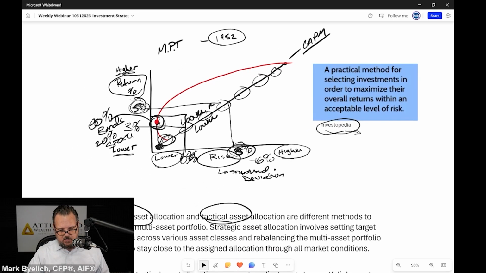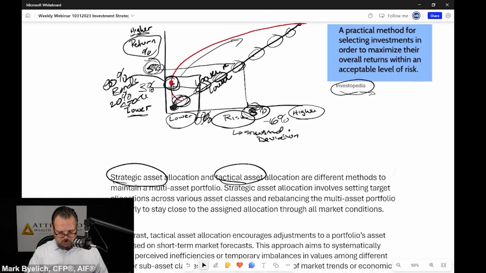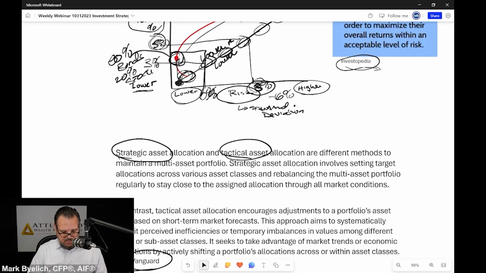I just showed you kind of how it's done in a broad idea of this modern portfolio theory, capital market assumptions, and this efficient frontier. So we identify the portfolios again on this line. Now, how do we choose how we allocate those? So strategic asset allocation and tactical asset allocation are different methods to maintain a multi-asset portfolio. Strategic asset allocation involves setting target allocations across various asset classes and rebalancing the multi-asset portfolio regularly to stay close to the assigned allocation through all market conditions.